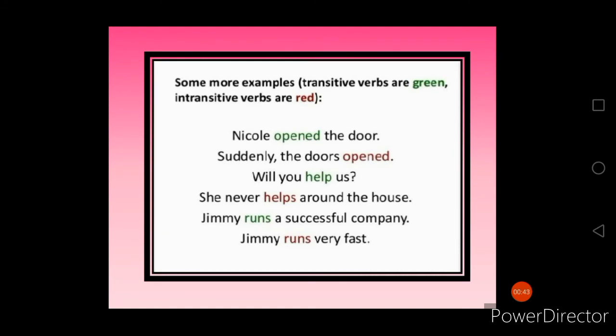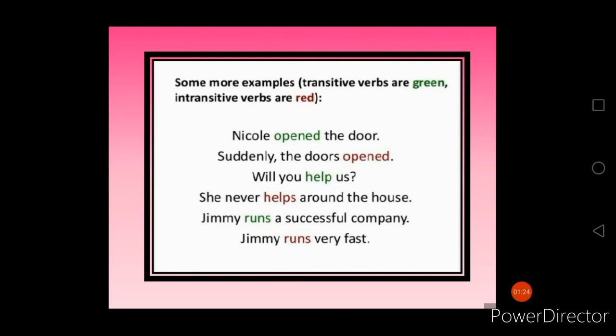But the same verb is used in the second sentence, see very clearly. Suddenly the doors opened. Here the verb is opened only, but after the verb is there any object? No. So in this case the verb is considered an intransitive verb. Okay, students, in these first two sentences, see very clearly that the verb used is the same, but in the first sentence the verb is transitive, and in the second sentence the verb is intransitive. Okay, see the third example.